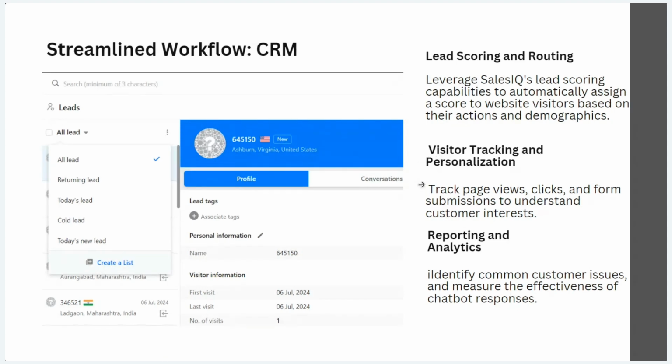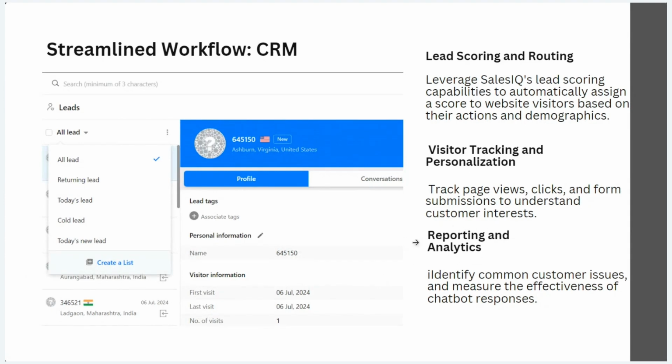Visitor tracking and personalization. Track page view, click, submission to understand customers' interest. This helps to track the clicks of the customers, where the customers have mostly clicked and what is their personal choice. According to their interest, we can give them their desired recommendation.